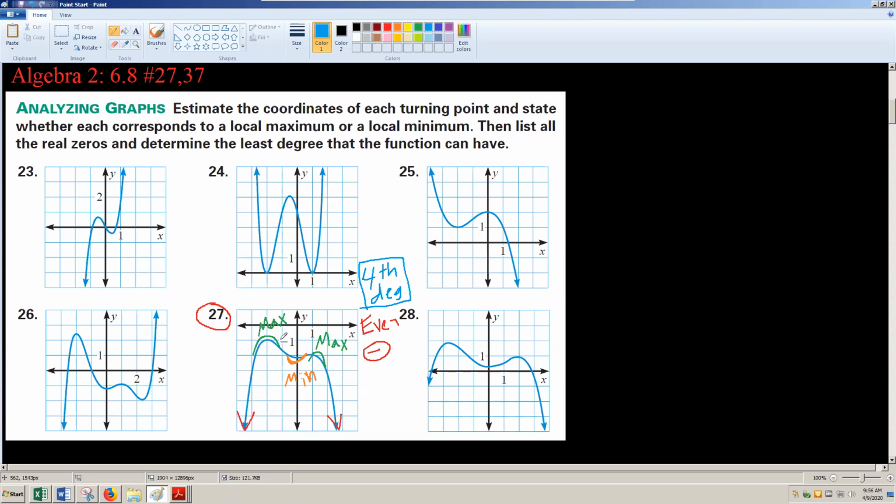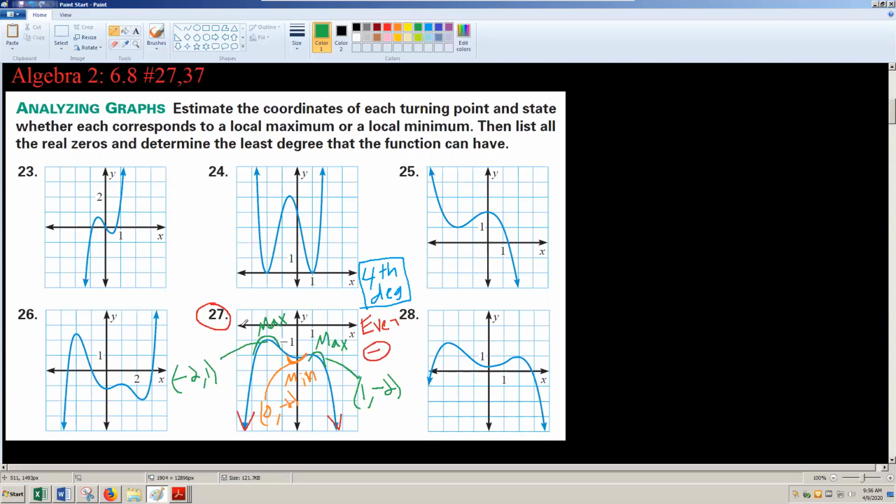So here we find a local max and a local min. We can approximate these points. This looks like -2, 1. And again, just approximations for these is really all I care about. This looks like a local min at 0, -2. And then I have another one, which I'm going to call 1, -2. So here we have our 3 turning points, each labeled right here for us.